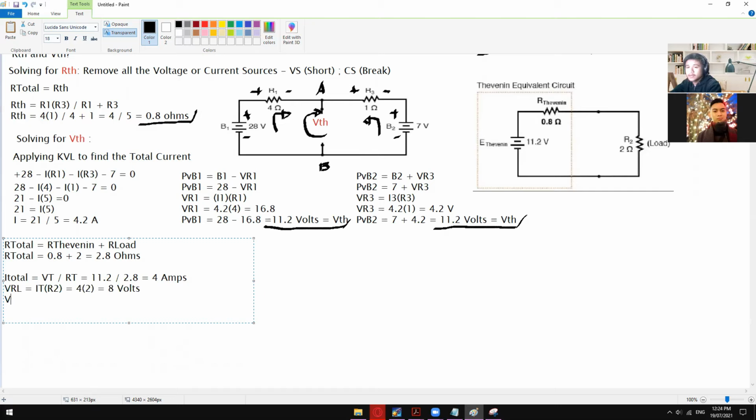But if you want to verify that using Ohm's law, we can also use this one. So VRTH is IT times RTH. So 4 times 0.8 is 3.2, having a total of 11.2 volts as your original voltage source.